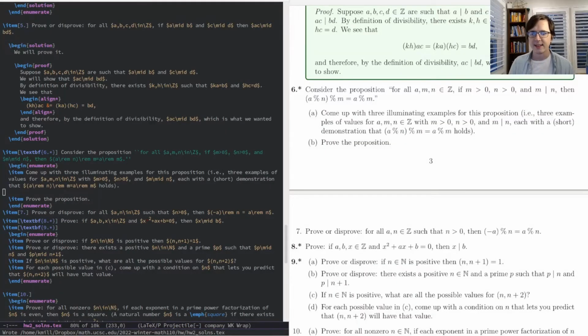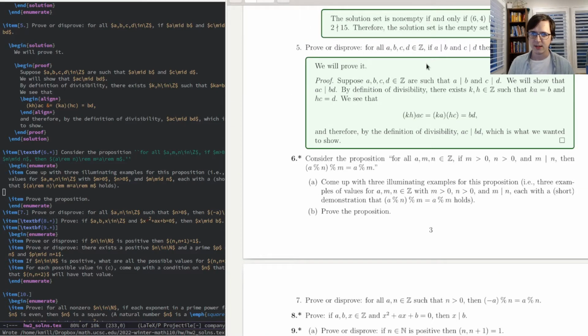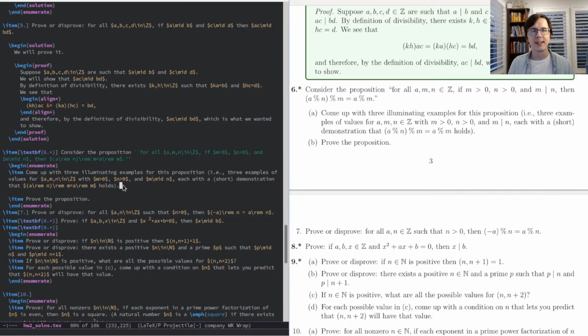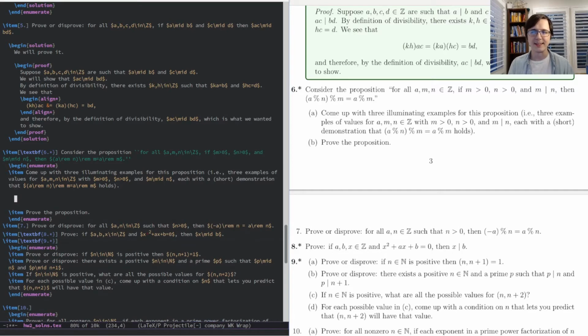Well, time has passed, as you can see behind me. Let's see, where were we? So we showed this number 5 was true, and proved it. So now number 6. We're supposed to consider this proposition, come up with 3 illuminating examples for it, and prove it. I guess the idea with a math statement is that it's just true or false, but sometimes it's nice to get some intuition.